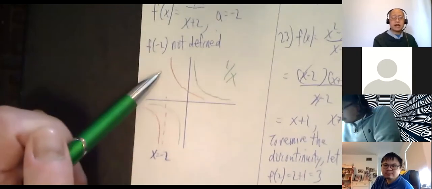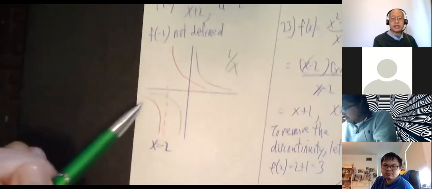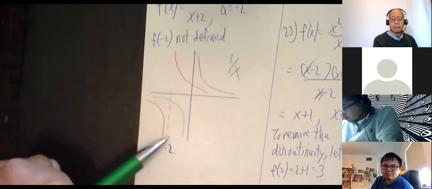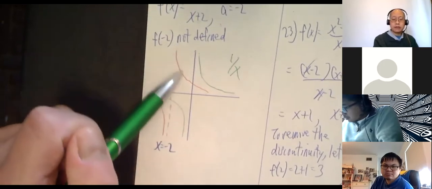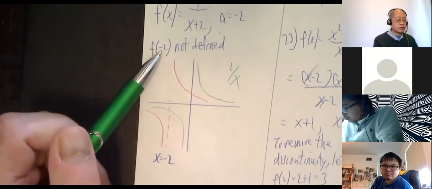And f of -2 is not defined. So you have to lift up your paper to keep going, right? And you can tell, you draw this smooth, continuous, then oops, I got to lift up my pencil from the paper to keep drawing the rest of the graph like so. So f of -2 is not even defined.